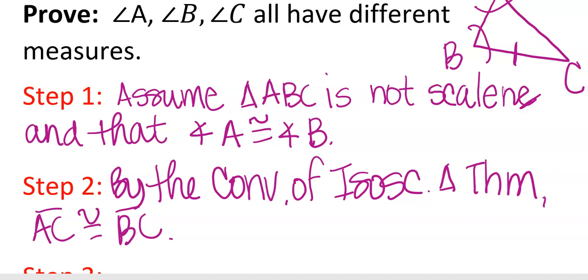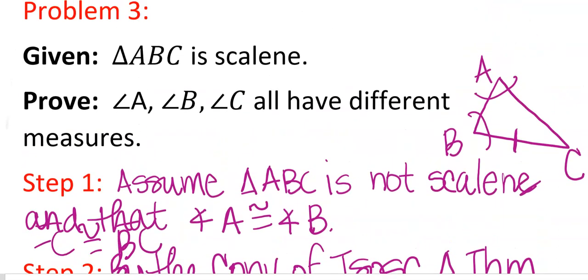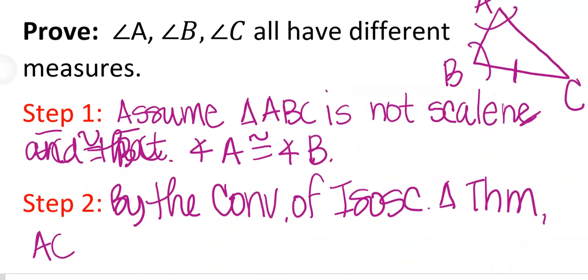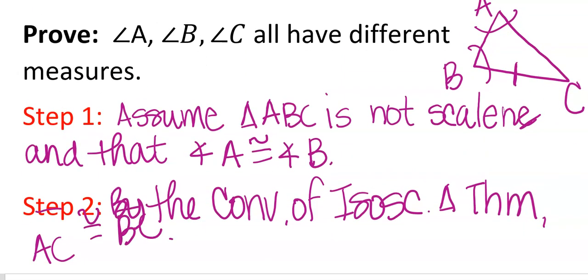But at the beginning, in the given, didn't they say that the triangle was scalene? How many sides do we have the same? We have 2 sides. That's a contradiction. So you're going to say something that you know is going to be false.